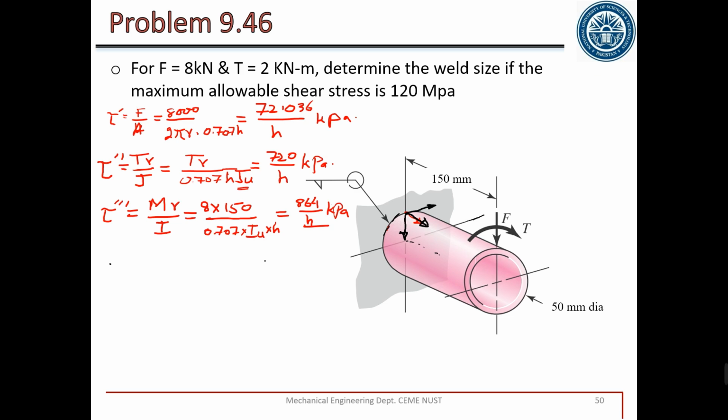To get the magnitude using vectors, tau max is equal to the square root of a simple equation: calculating tau prime in x direction, tau double prime and tau triple prime, all three in x direction, squared, plus the square of tau prime, tau double prime and tau triple prime in y direction, plus the square of tau prime, tau double prime and tau triple prime in z direction.